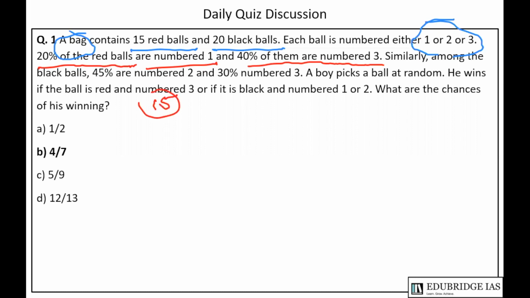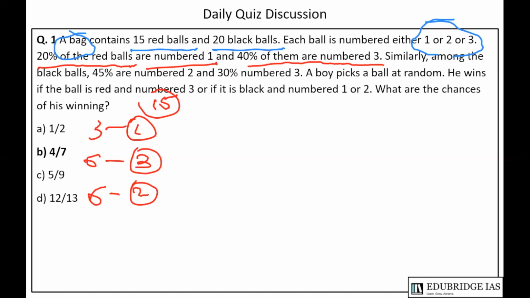20% of them, 20% of 15 will be 3. So they are numbered 1 and 40% of them are numbered 3. So 40% of 15 will be 6. So they are numbered 3. So the remaining balls are 6. So they are numbered 2.